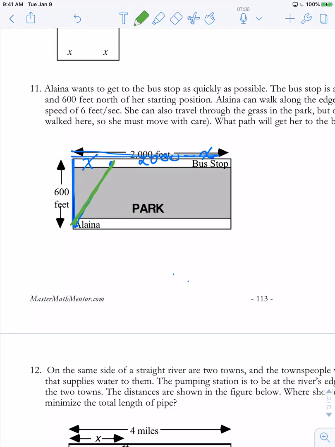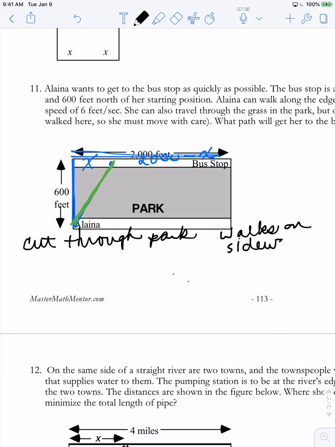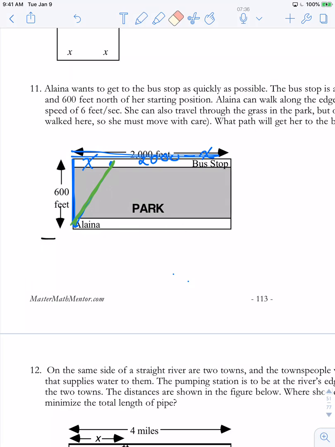The part that she cuts through the park, and the part that she walks on the sidewalk. So we're going to calculate those lengths. We're adding those together because this plus this is her trip to the bus stop. And we're going to find the derivative of that since we have them in terms of x. And we'll figure out where she needs to cut through the park. Okay. I'm kind of limited for space, so I'll be erasing stuff as we go along.